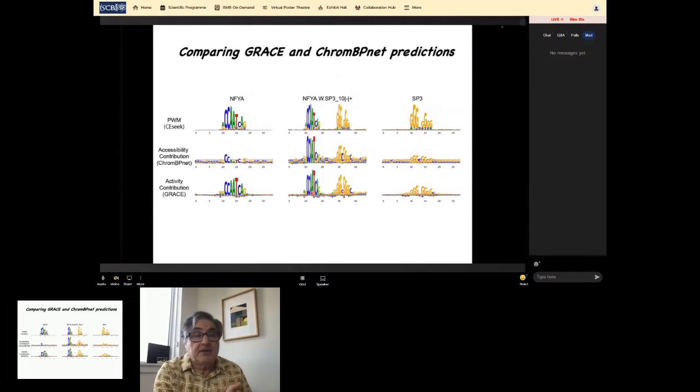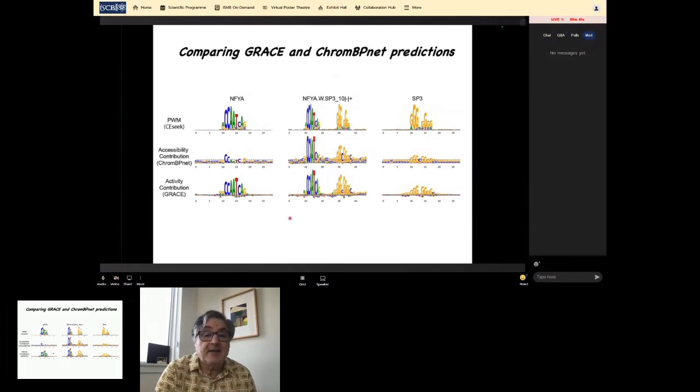So I would argue that GRACE actually complements models like ChromBPNet because our model is trained on DNA sequences and their transcriptional activity rather than DNA sequences and their chromatin accessibility. And so an outstanding question is, how well do these two models do in terms of deciphering the nature of the underlying transcriptional regulatory code? Not just simple TF motifs, but of course composite elements as well.